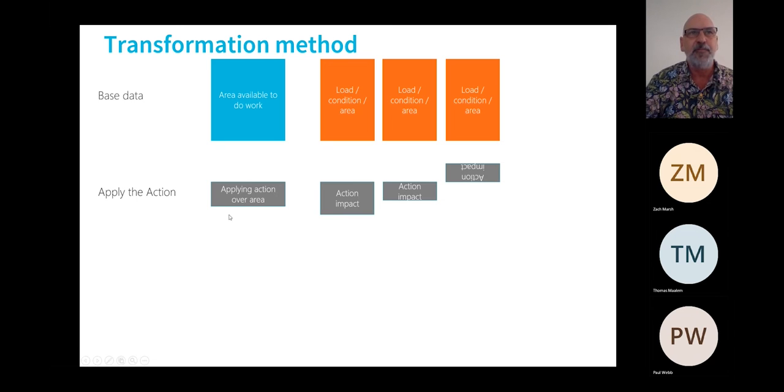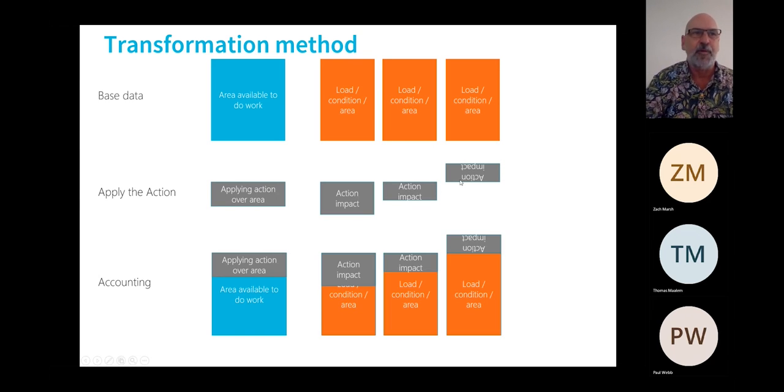So these might represent, you know, a high quality riparian vegetation versus lower quality riparian vegetation. So we apply the action, it applies over an area, has an impact on the load condition or area, and that impact could be negative as well. Then we run through an accounting process to manage the available area to do future work and manage the load condition for area.